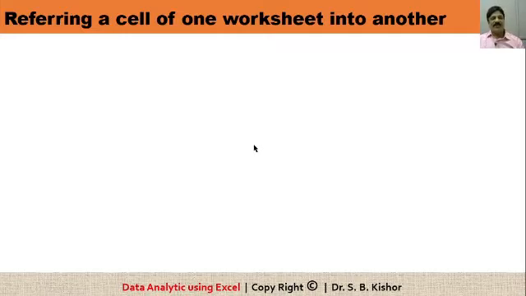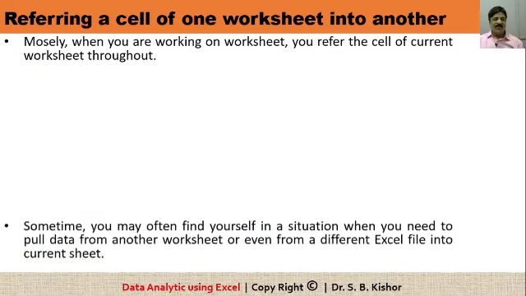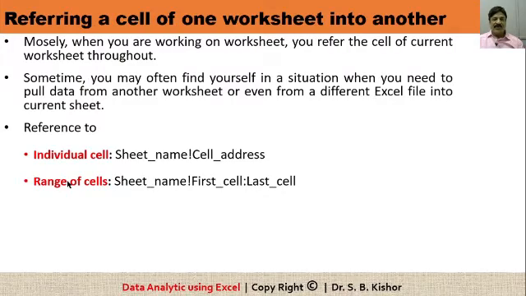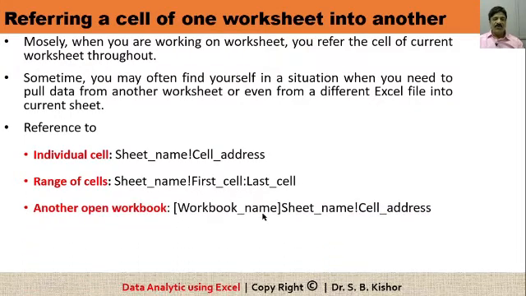And similarly, as we know, our workbook may contain various worksheets. Now, in order to refer to the value of another worksheet in the current one, how do we do it? The technique is very simple. If you want to refer to an individual cell, specify the name of the sheet, then an exclamation mark, followed by the cell address. If you want to refer to a range of cells, the format is sheet name, exclamation mark, then first cell colon last cell. And if you want to refer to another open workbook, you need to specify the name of the workbook, then the sheet name, and then the cell address. How to perform all these things, we will discuss during our practical session.